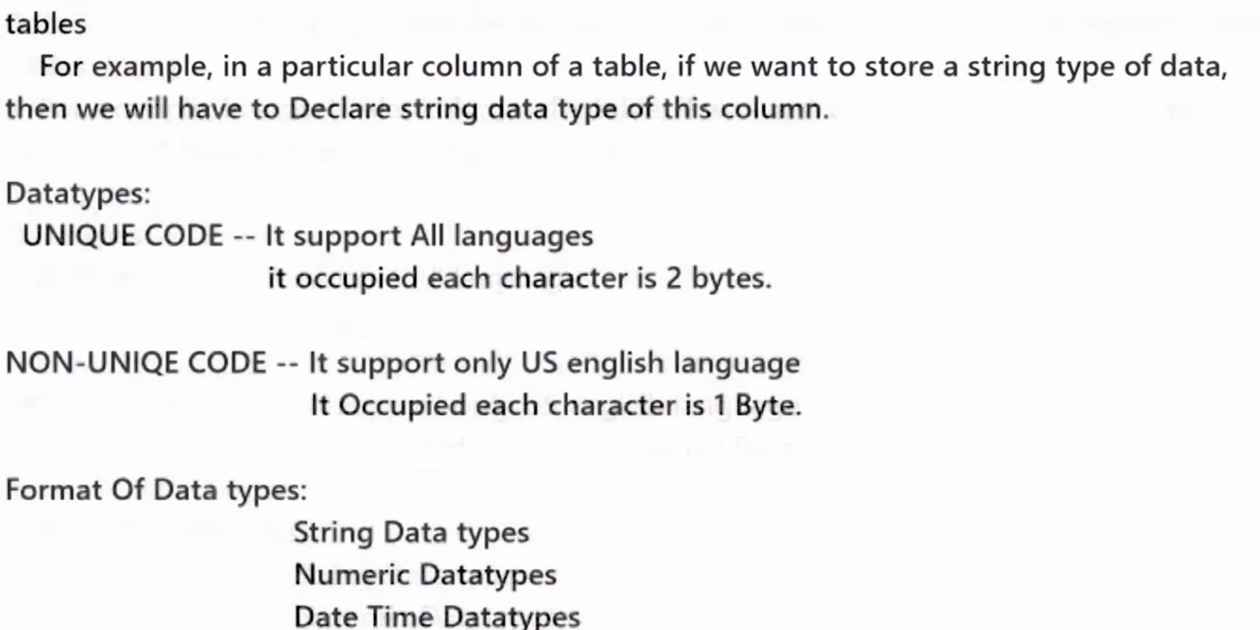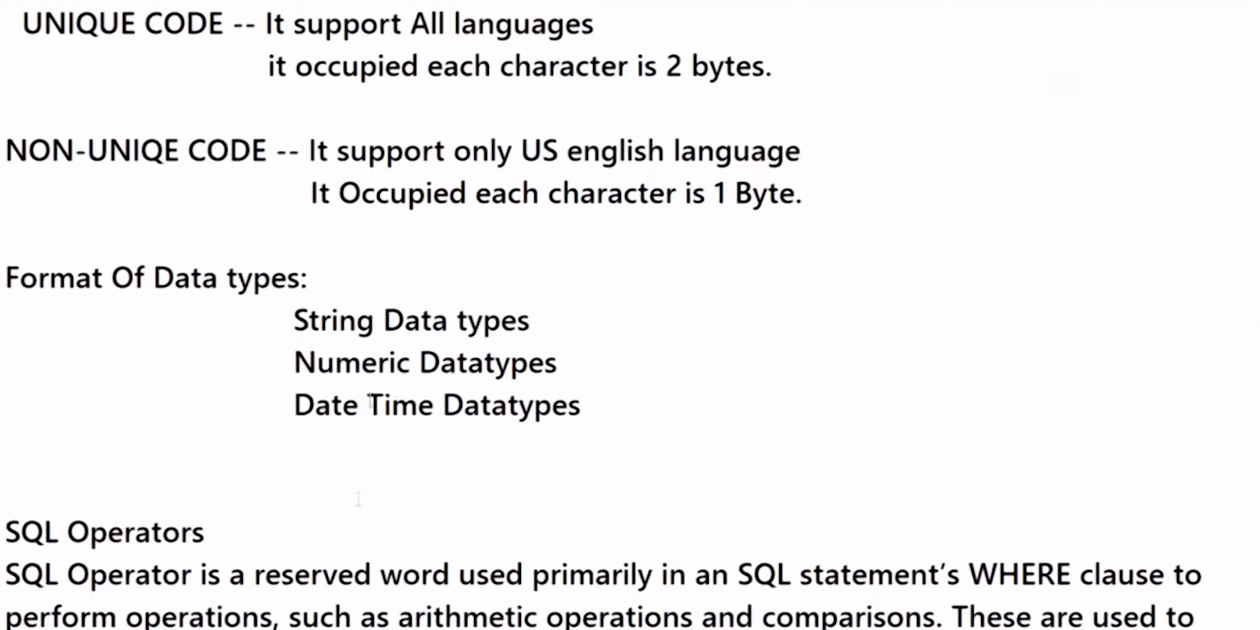So in these two parts, we can define three types of formatted data types: string data types, numeric data types, and datetime data types. What is the string data type? String means a collection of characters. We can call it a string. In the string format, we have multiple types.